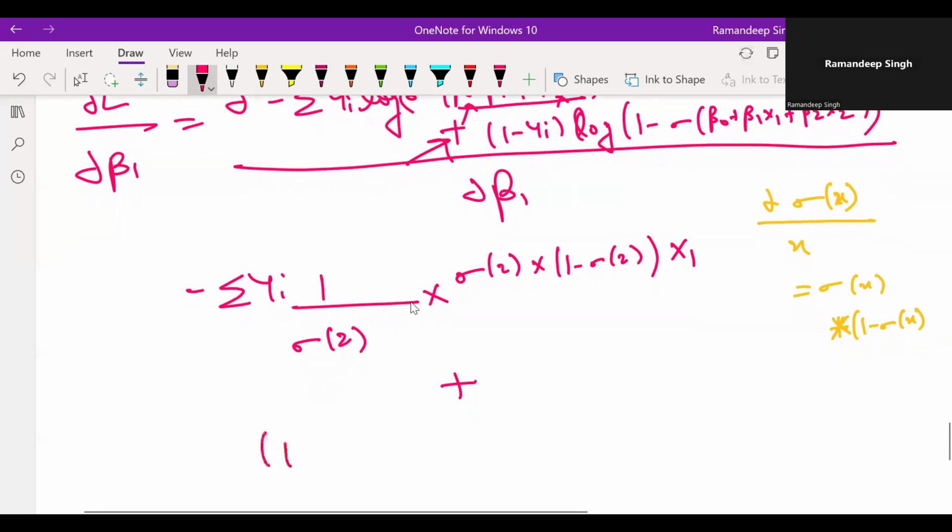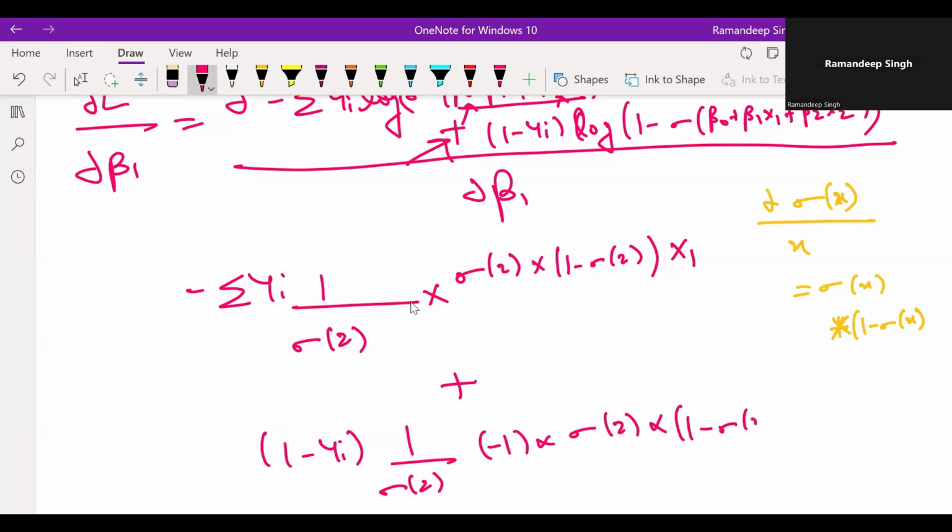It will be 1 minus yi multiplied by 1 upon sigmoid of z. And then I move into this bracket. This term will become 0. Then negative 1 multiplied by the derivative of sigmoid of this, and it will become sigmoid of z multiplied by 1 minus sigmoid of z. And when I move inside this bracket, we will be left with x1, right? So this is del L by del beta 1.